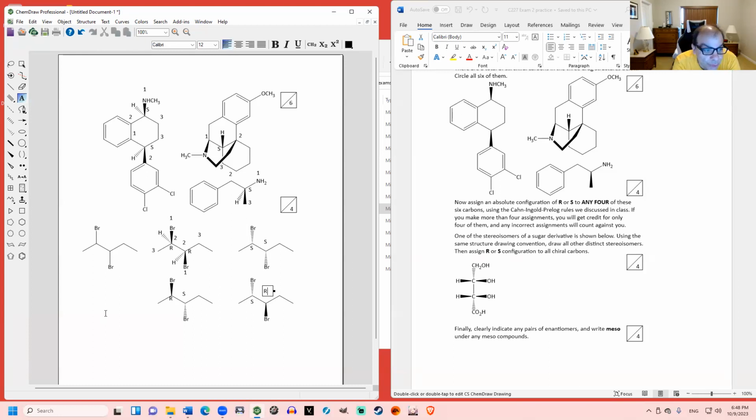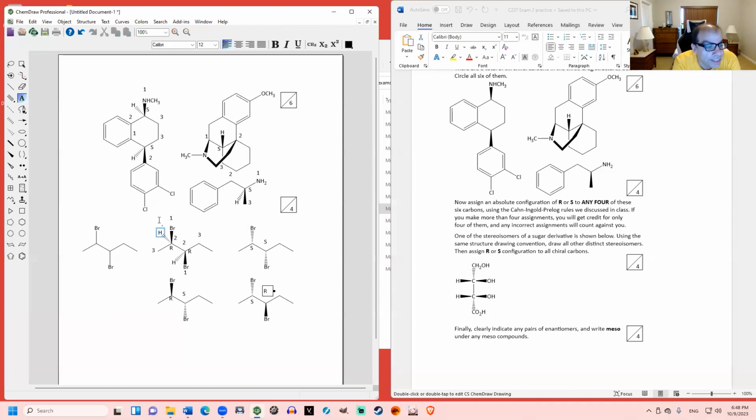And then as for figuring out R versus S, pick the easiest one. Pick the one where both hydrogens are on dotted bonds. Do that one first. And then you can get the other 3 stereoisomers by comparing to that one.